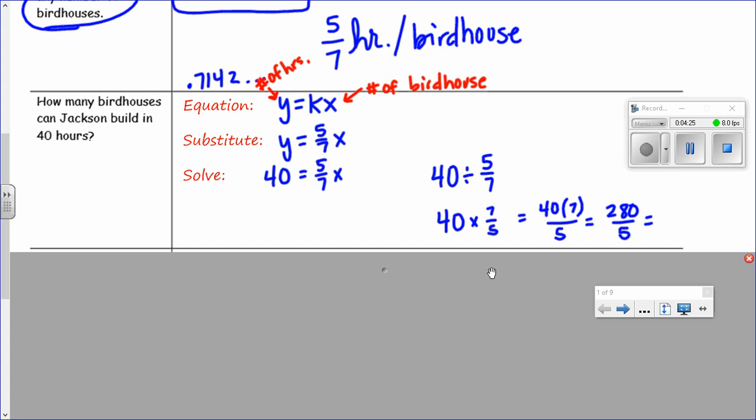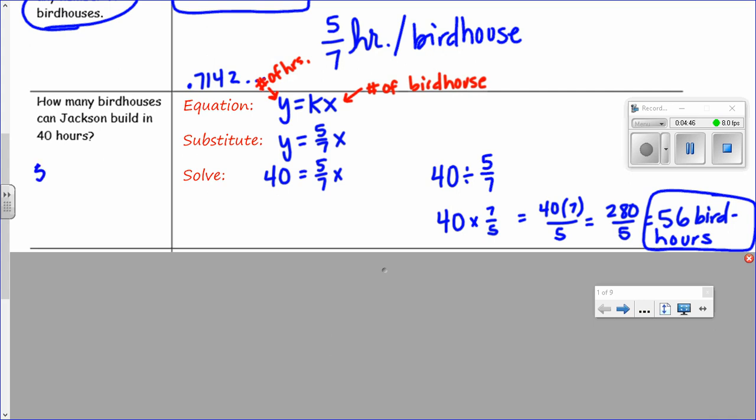And I know that I can make 56 birdhouses in 40 hours. That sounds about right because I know that I made 7 birdhouses in 5 hours. You can also make a proportion. This is an easier way. It doesn't always work evenly.